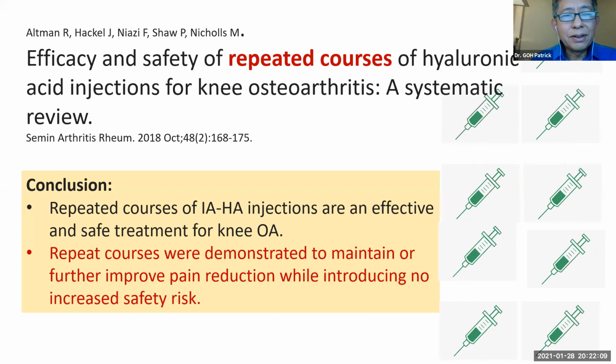What about repeated hyaluronic acid? Because patients sometimes get concerned, oh, I cannot take steroids, too many steroids, but can I take hyaluronic acid, again and again? And I think the conclusion of this review was that it was safe. It doesn't increase the safety risk if you give repeated injections. So this is a very important consideration for us, because osteoarthritis is a very long drawn disease, and you might have to keep the patient on some maintenance mode with your injectate over time.